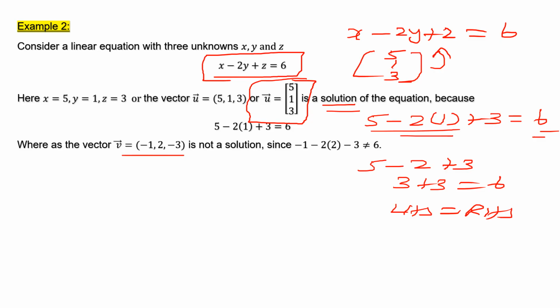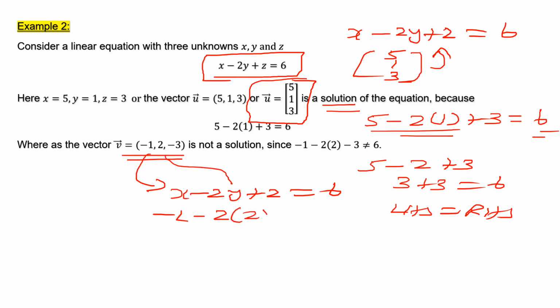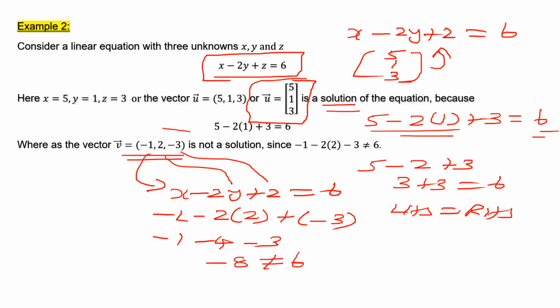If I take another vector, for example, if I consider v vector equal to minus 1, 2 and minus 3, then let me substitute in the same equation. So we have the equation x minus 2y plus z equal to 6. In this, I take x equal to minus 1, minus 2, I will replace y by 2, plus I replace z by minus 3. Let me simplify. So minus 1, minus 4, minus 3. So I will get minus 8, which is not equal to 6. So I say v is not a solution of the linear equation.